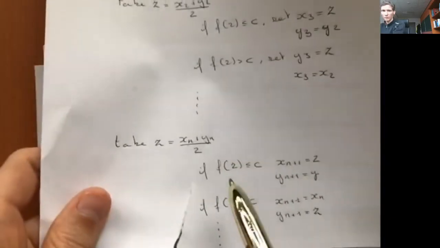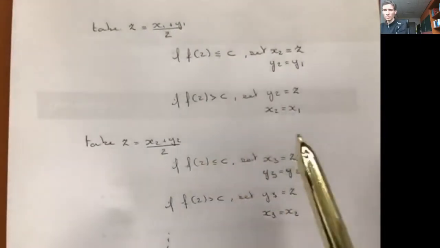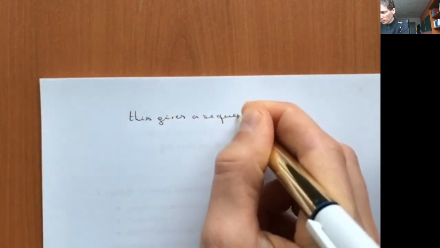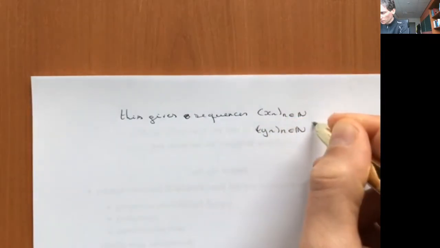So let's continue here. By doing this, each time we divide the interval, then we check if the function value at the midpoint is below c or above c, and then we update the lower or upper bound. This gives sequences xn and yn in the interval AB. So what do we know about these sequences?